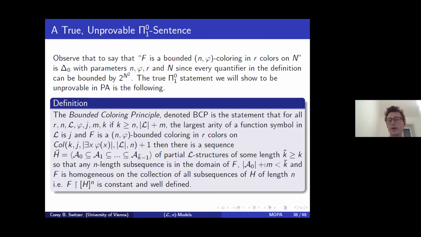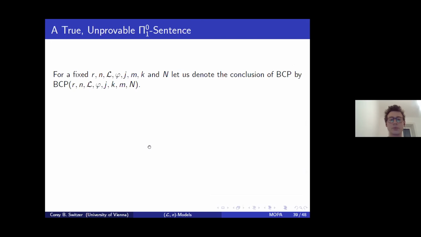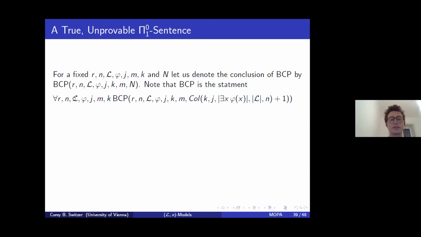All right, so it's similar to Paris-Harrington, except that instead of the existential quantifier, I have this primitive recursive bound that I basically tailored the definition of boundedness for. So just note that what this says is that for all, in this long sequence of parameters, every coloring has a certain property and everything is bounded by this primitive recursive bound. So it's Pi 0, 1.